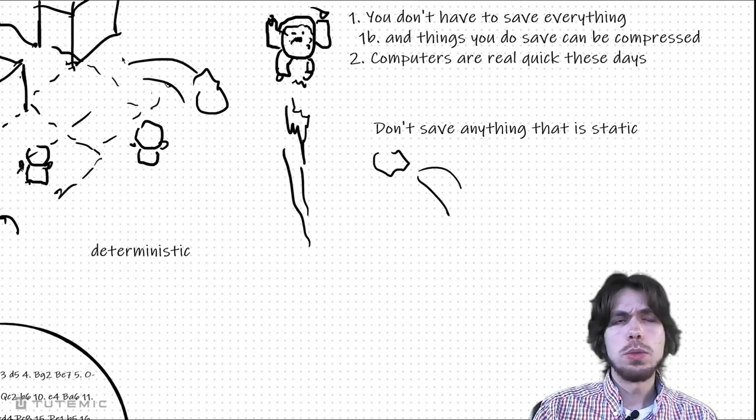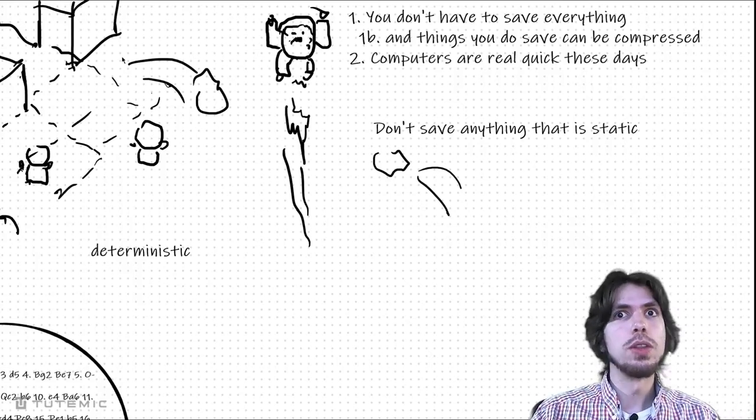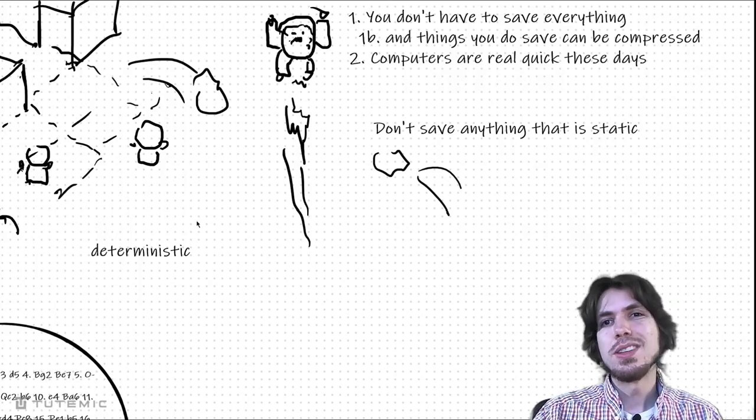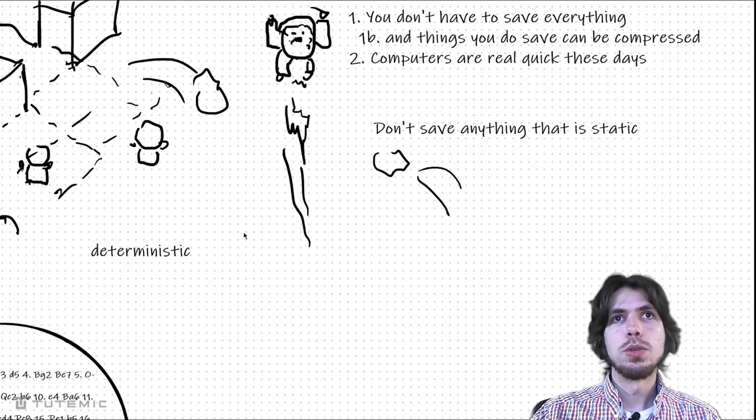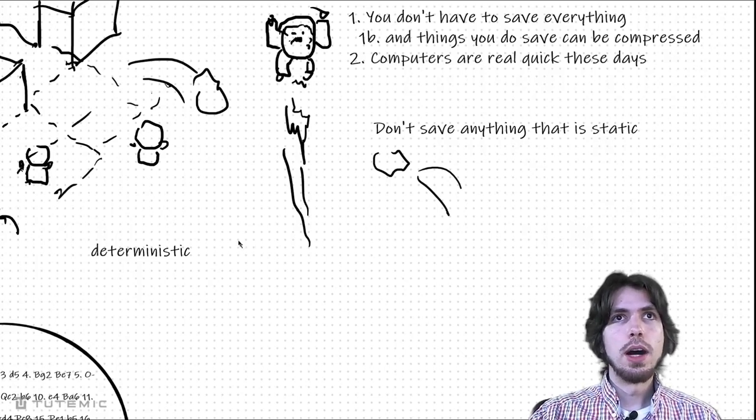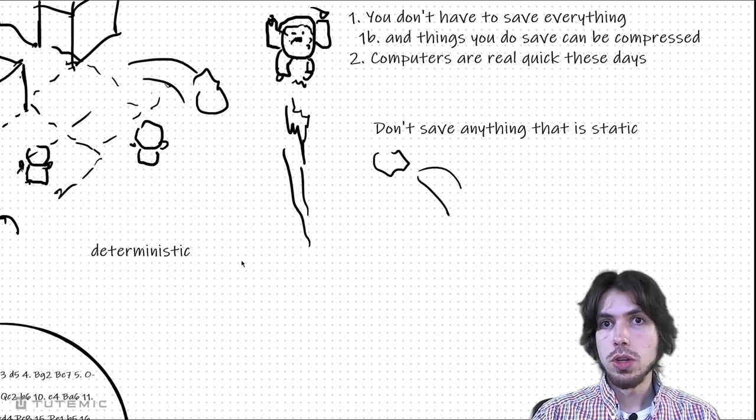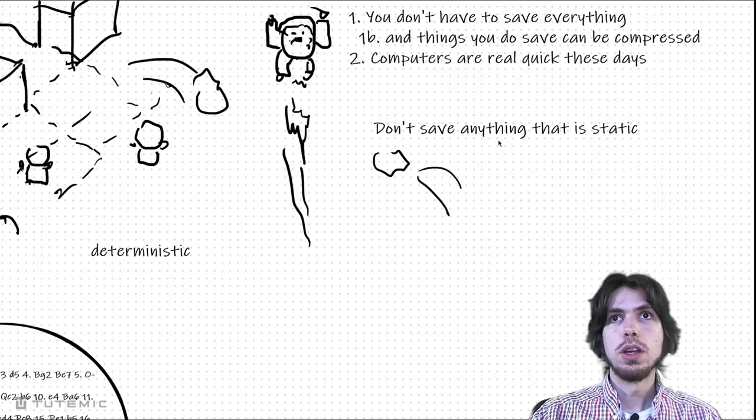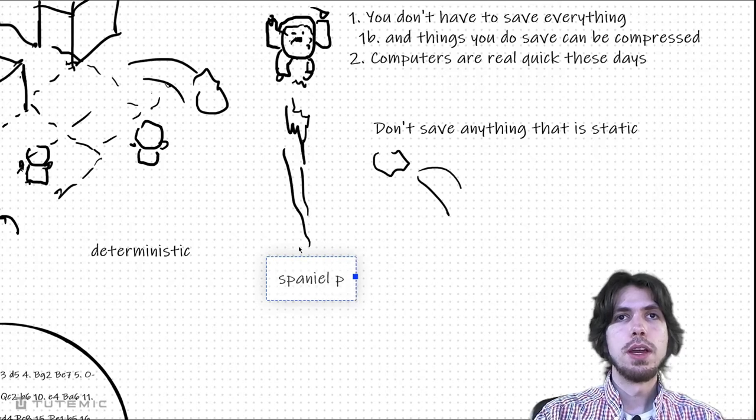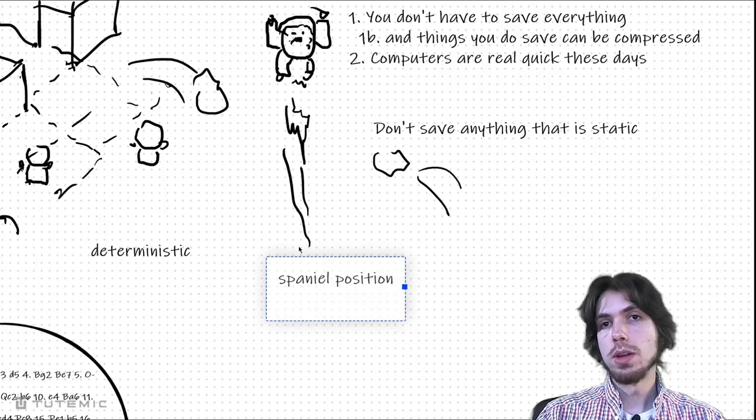This is similar to when we're talking about network programming. We don't send all the information about the game state to the different clients or the server, because not all of it matters with respect to the state of the game. But then what about other things? The player's position does matter, right? So when we think about the different things to save, we can say each spaniel's position. Spaniel position is something that we want to potentially save.